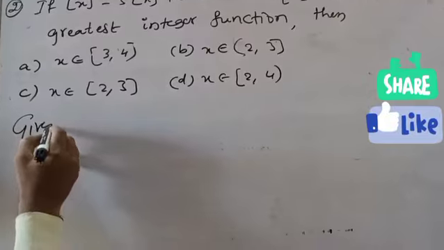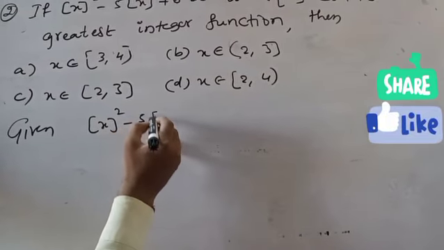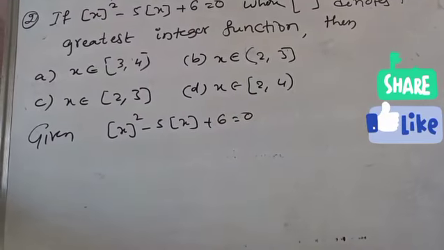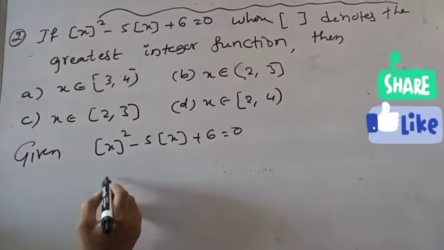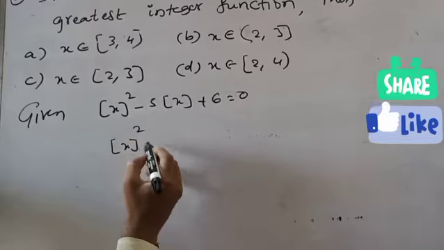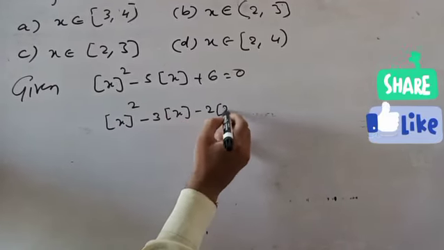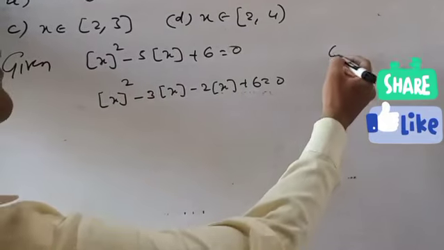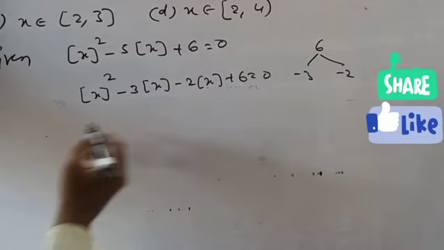Given: [x]^2 - [x]·5 + 6 = 0. Here we use the factorization method. The product is 6, therefore [x]^2 - 3[x] - 2[x] + 6 = 0, because 6 can be written as (-3) into (-2). Therefore, take the common factor.